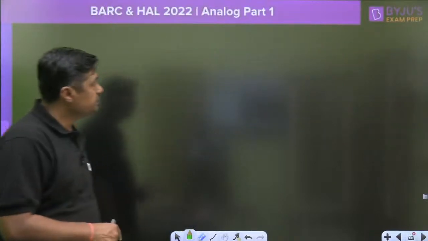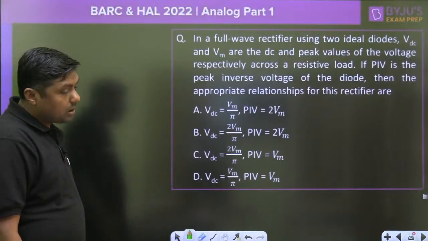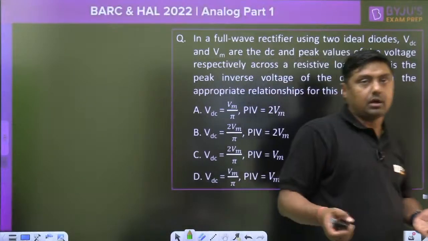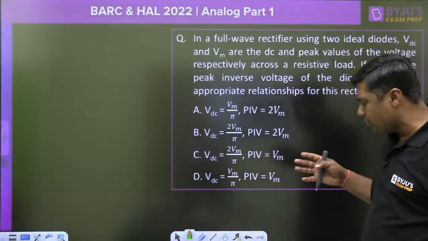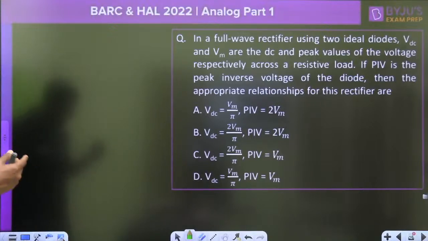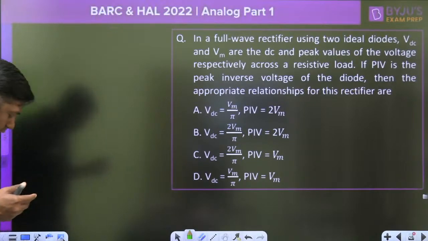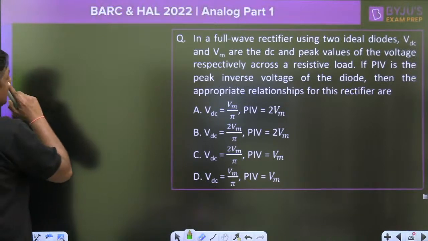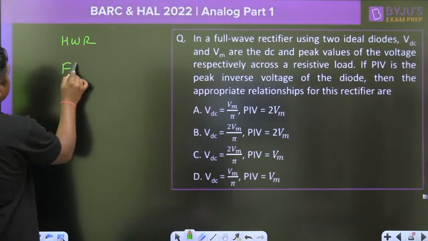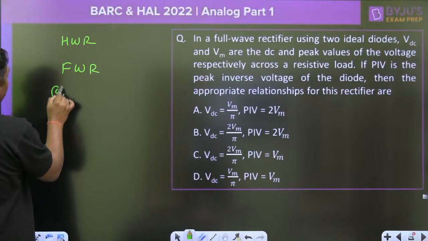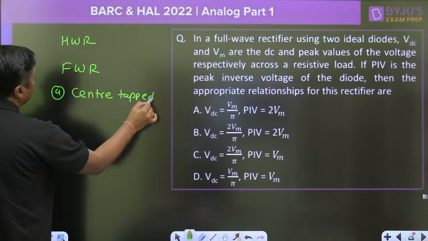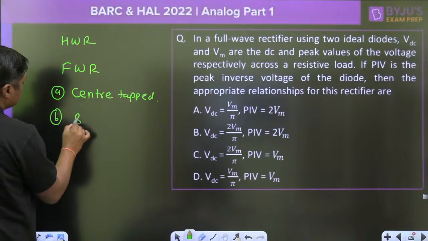Now next one. Another application of the diode is the rectifier: half wave rectifier, full wave rectifier, bridge rectifier, with filter circuits, capacitor filter, inductor filter, LC filter, pi filter. What is the answer for this question? Right, so we have the half wave rectifier, HWR, and the full wave rectifier, of two types: center tapped transformer type, and bridge rectifier.